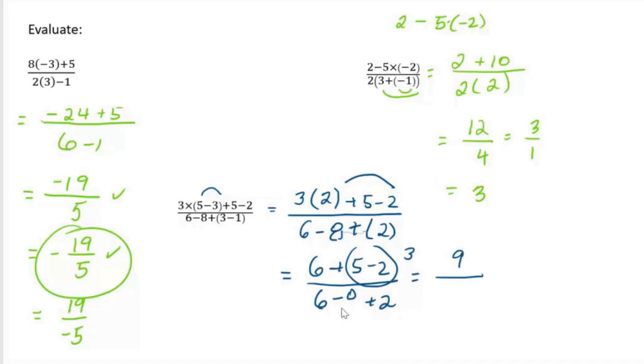And then finally, 6 minus 8, that would be negative 2, plus 2 is 0. Uh-oh. Division by 0, that's a no-go. So unfortunately, this answer is undefined. Division by 0 can't be done. It's an illegal math operation. So the correct answer here is to say that this is undefined.